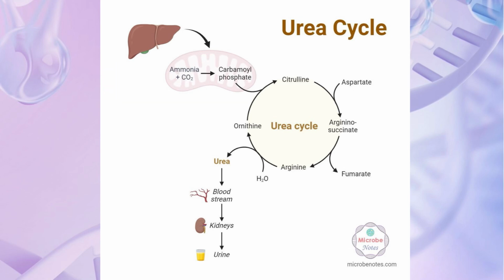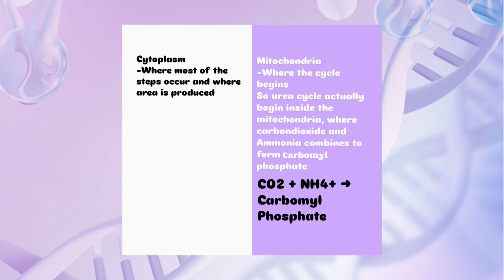As you can see in the picture, amino acid metabolism produces free ammonia, and this ammonia is toxic to the body and cannot be excreted properly by the body. Let's say that the right part of the cell is the cytoplasm and the left side is where the mitochondria are. The cytoplasm is where most of the steps occur and where urea is produced, while the mitochondria is where the cycle begins. The urea cycle actually begins inside the mitochondria, where carbon dioxide and ammonia combine to form carbamoyl phosphate.